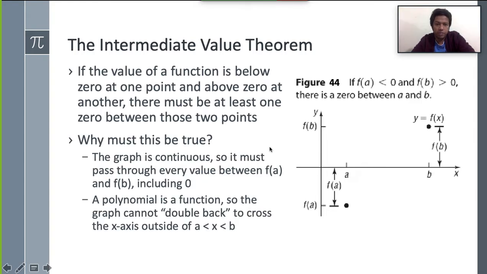The intermediate value theorem tells us that for a certain value, let's say a, if the function is negative, and for another value b, if the function is positive, then there must be a real zero in between them. The reason is we cannot go from this point to this point without crossing the x-axis.